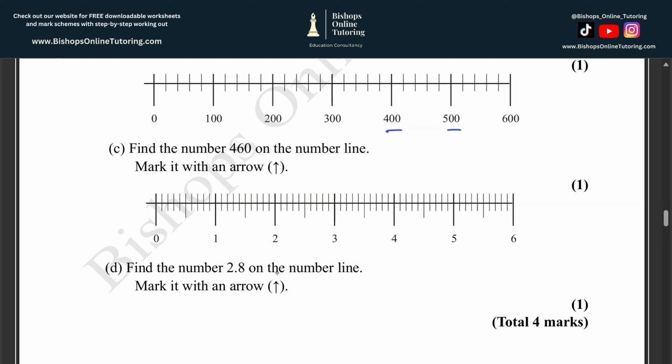Now notice this time, we don't have as many intervals between the two big numbers. So let's count how many we have. So 1, 2, 3, 4. Let's see if it's going up in 20s. So 420, 440, 460, 480, and the next one would be 500. So it is going up in 20s. So let's mark 460 with an arrow.